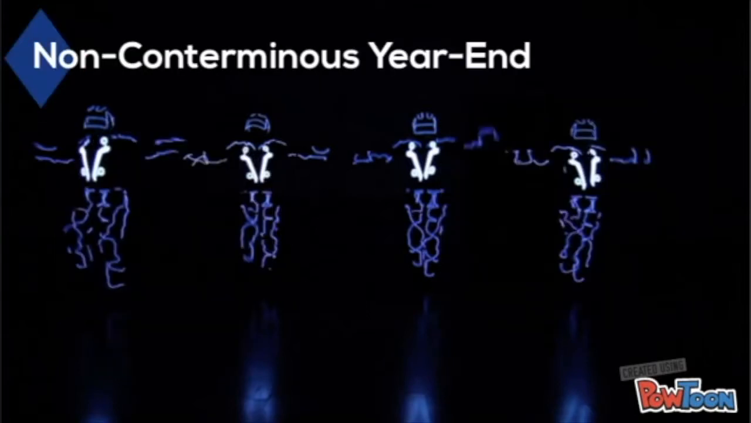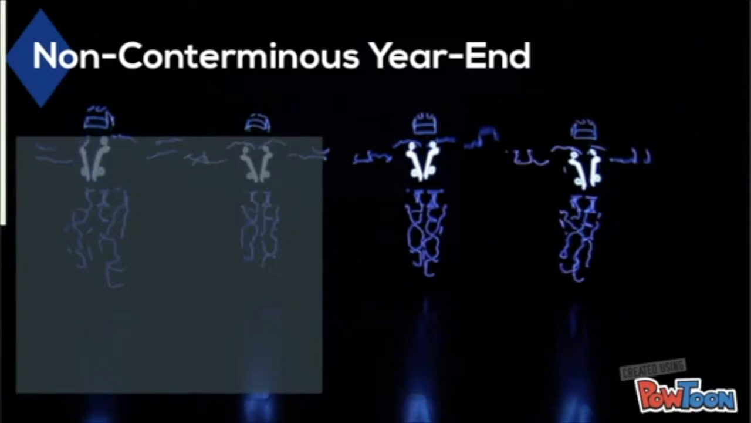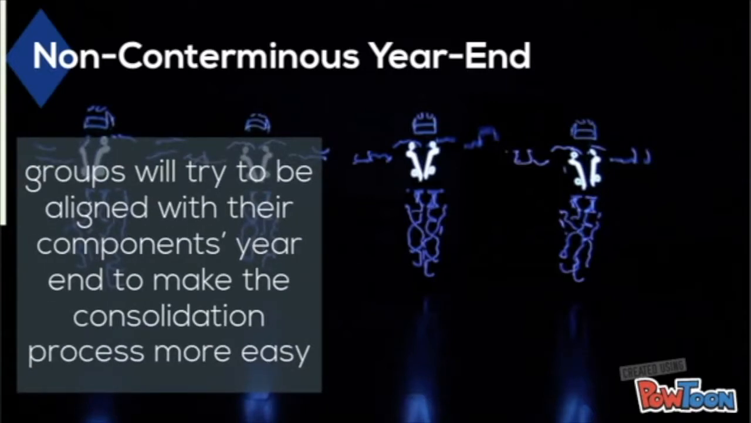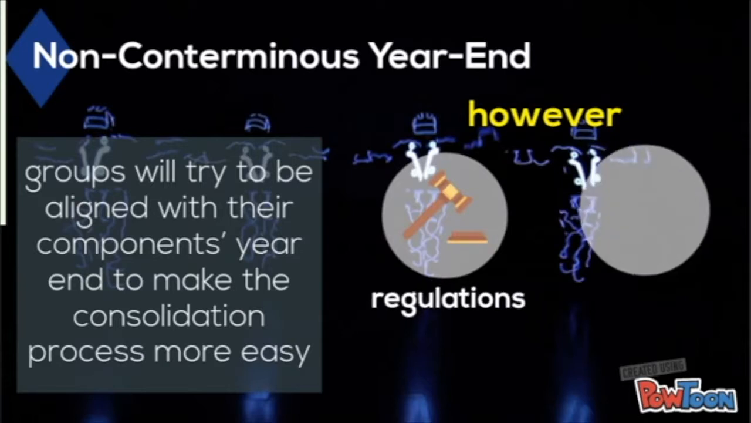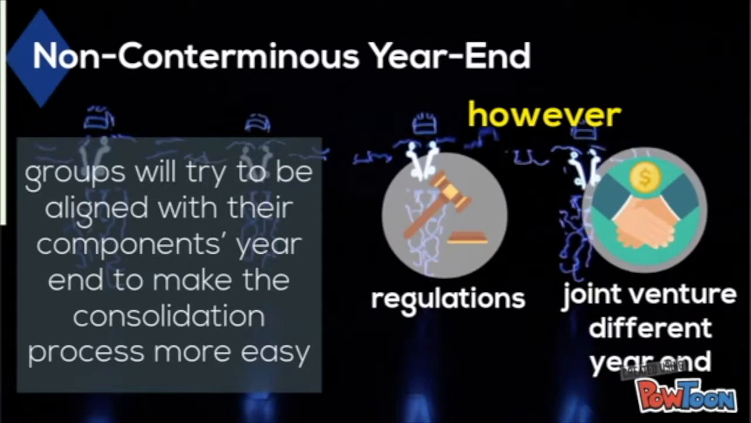4. Non-conterminous year-end. Why does this issue arise? In general, groups will try to be aligned with the components year-end to make the consolidation process easier. This is not always possible, where there are legal or regulatory restrictions, or where joint ventures have different year-ends, and it is impossible to be aligned with joint ventures.